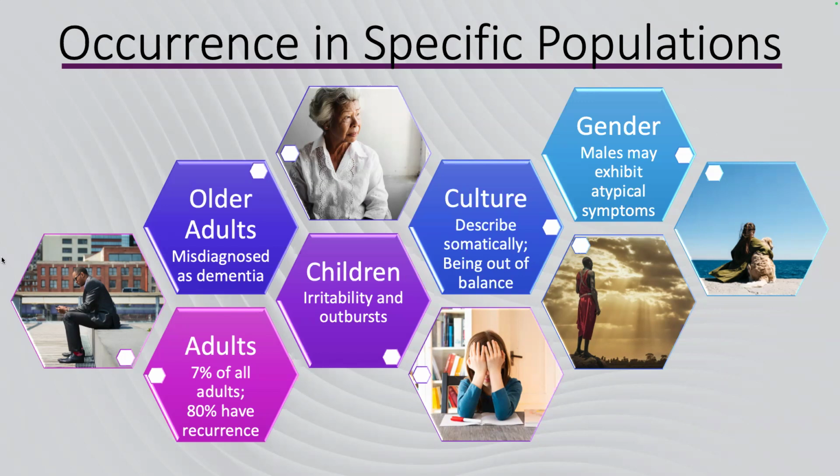We need to be considerate of cultural differences in depression. Asian cultures often describe depression somatically. They describe it based on their physical feelings. So they may describe depression as a headache, as abdominal pain. And Indian cultures tend to describe depression as feeling out of balance. Gender. Males tend to exhibit different symptoms than females. Men tend to exhibit more anger with their depression, more irritability with their depression.